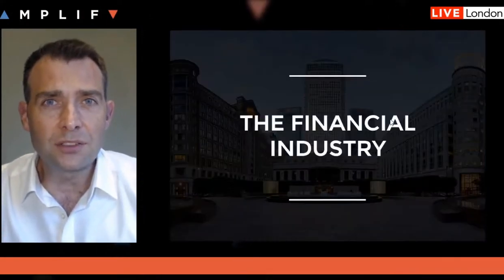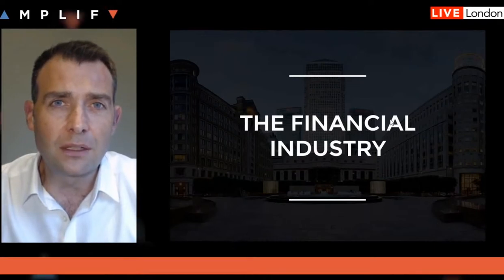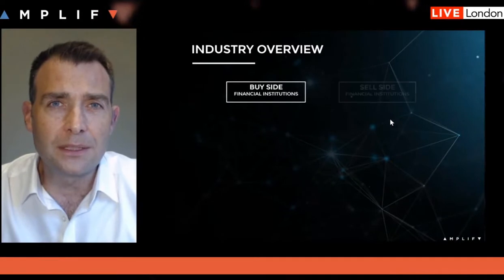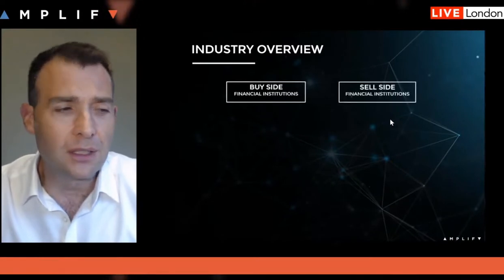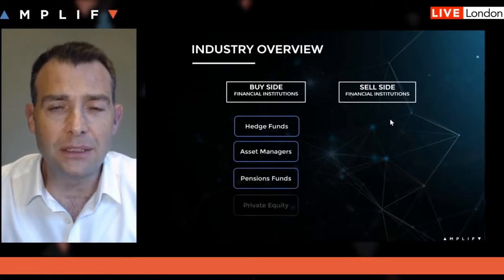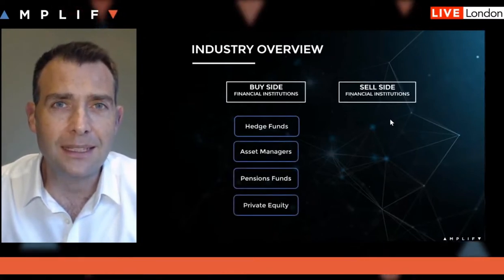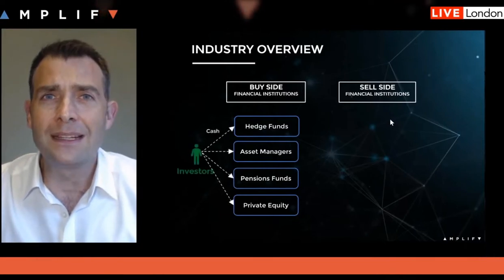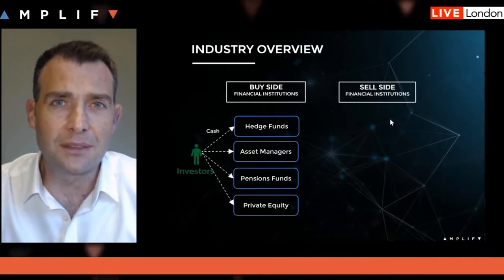Talking of the financial industry, let's have a top-level overview and look at what types of companies exist. We tend to divide companies into 2 very broad areas. On the buy side, you have companies like hedge funds, asset managers, pension funds, and private equity companies, and it's really their objective to try and raise funds from investors and invest those funds to generate a return.